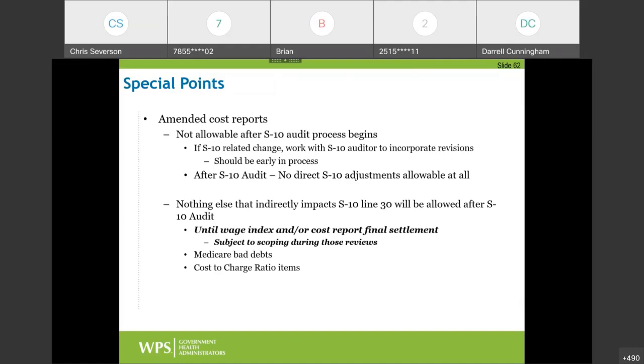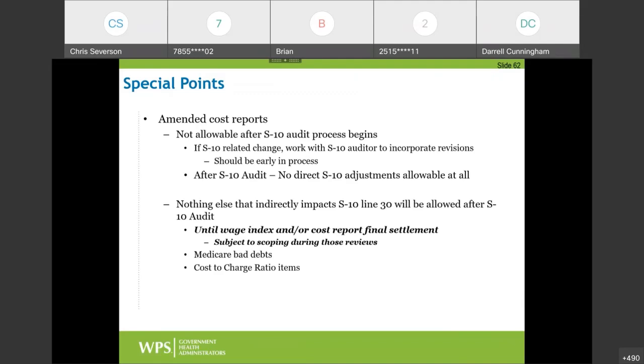The difference is that these are subject to reviews. Wage indexes and final settlements, we're reviewing the data. We can't just accept an amended cost report and blindly let it go through and change the line 30 amount. That's really what it boils down to.